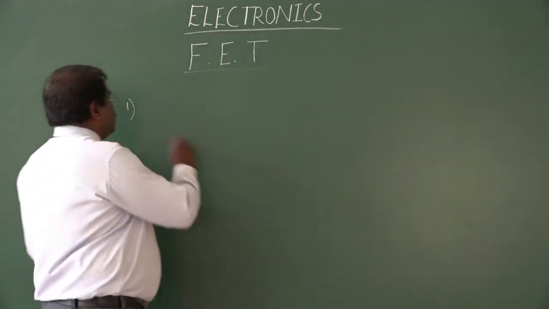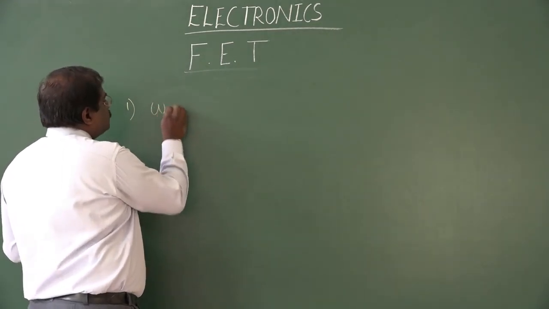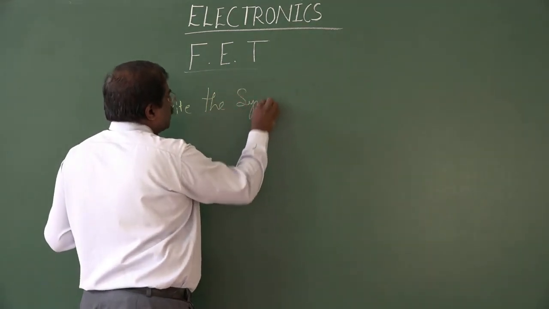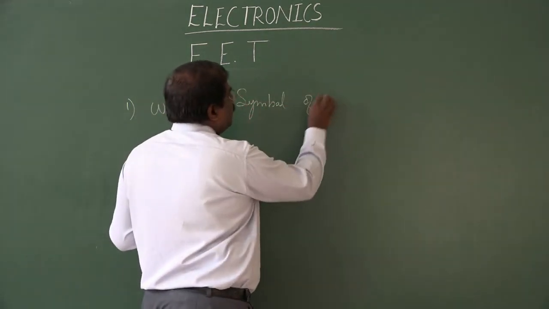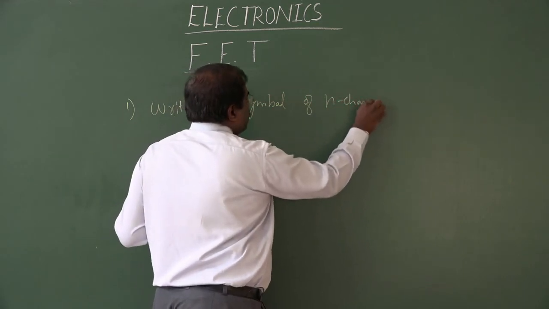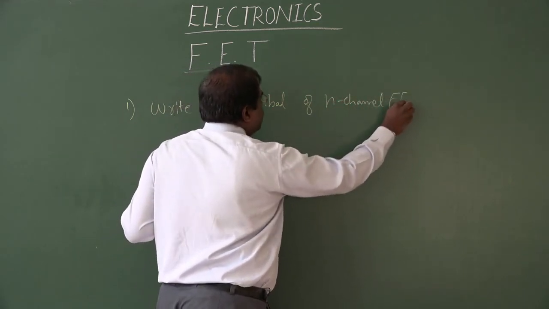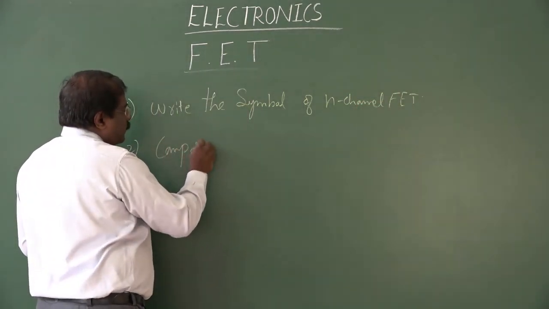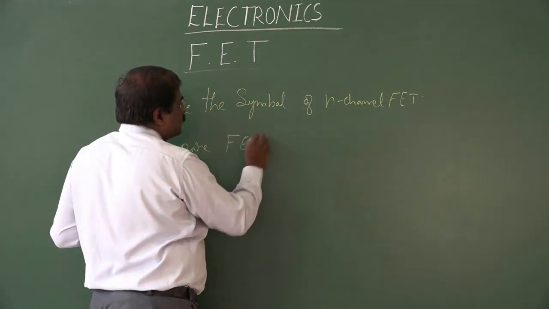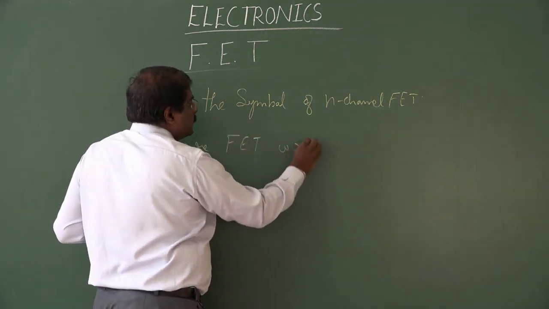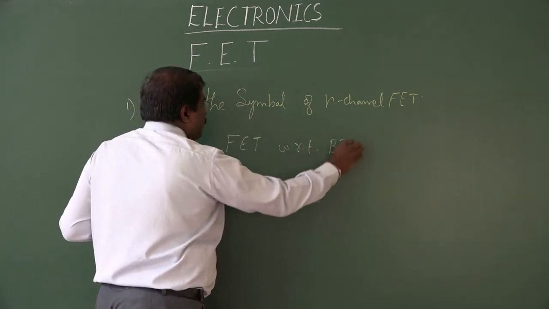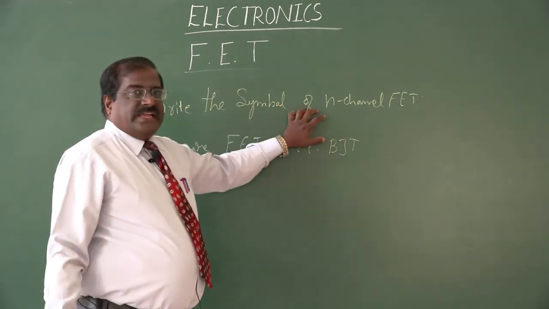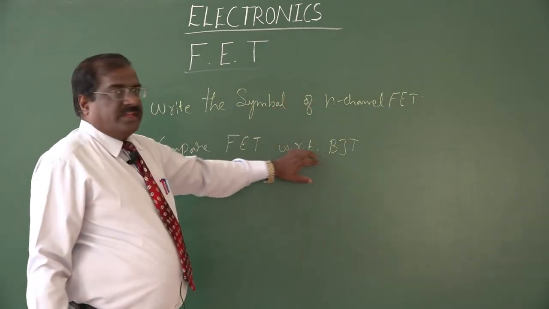Write the symbol of an N channel FET. Second one, compare FET with respect to BJT. Write the symbol of N channel FET, compare FET with respect to BJT.